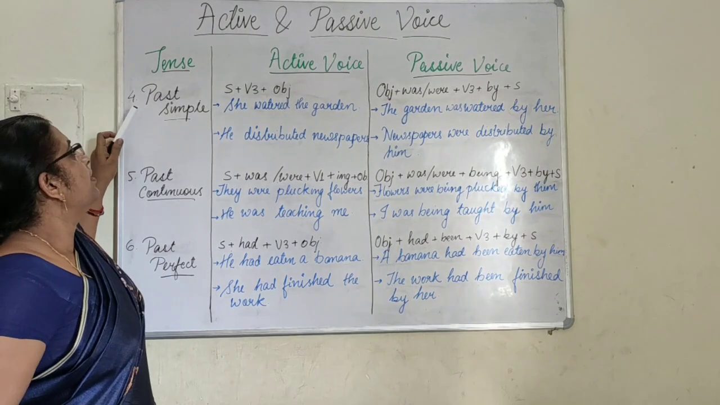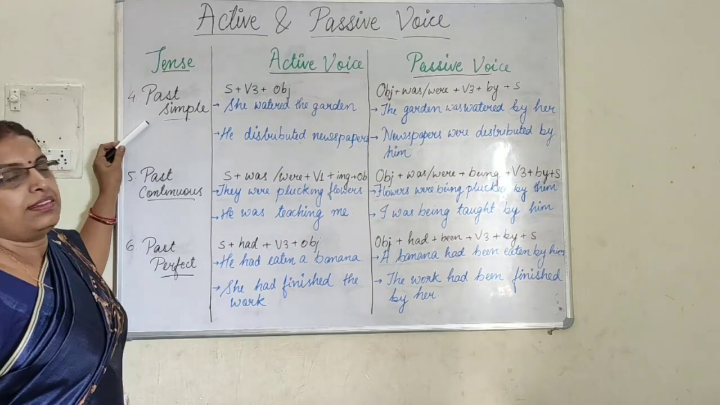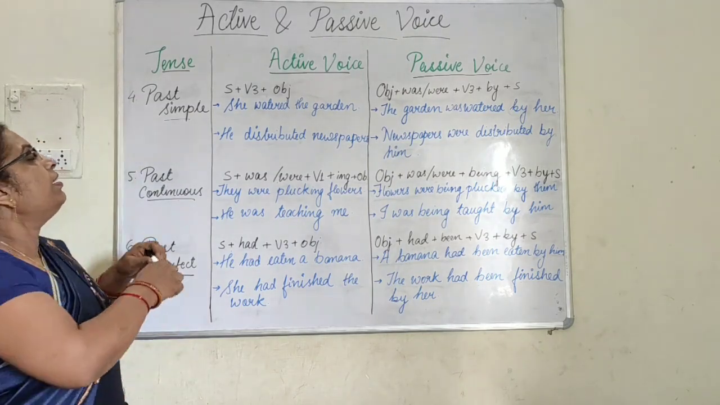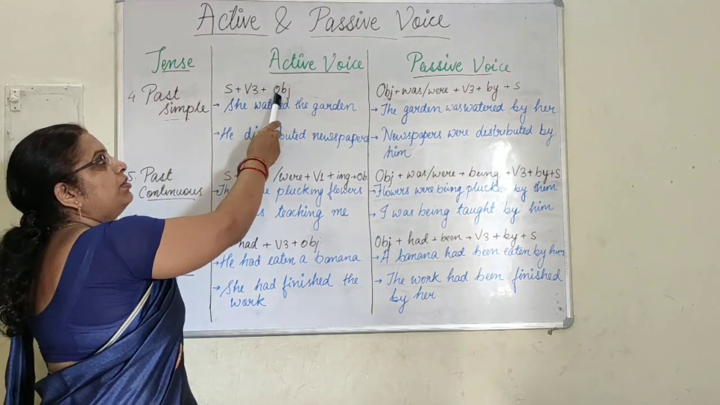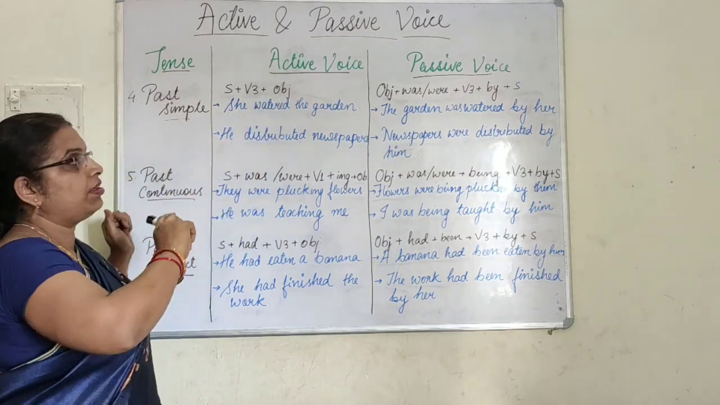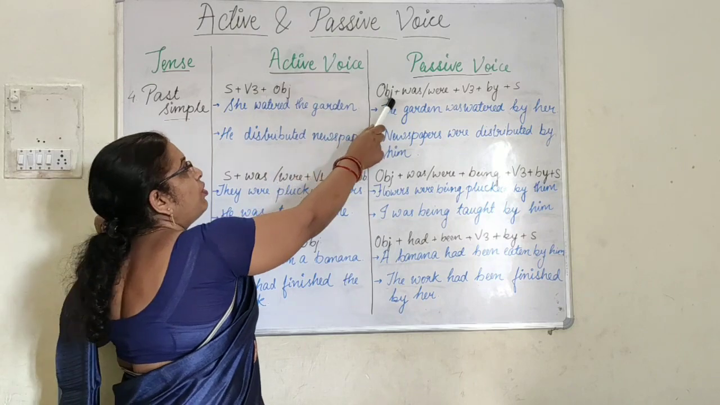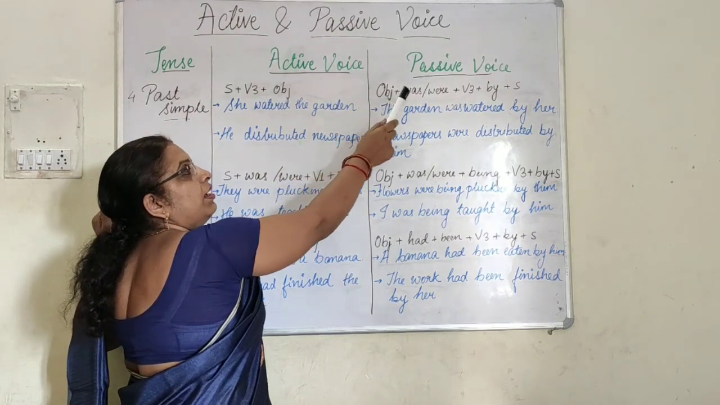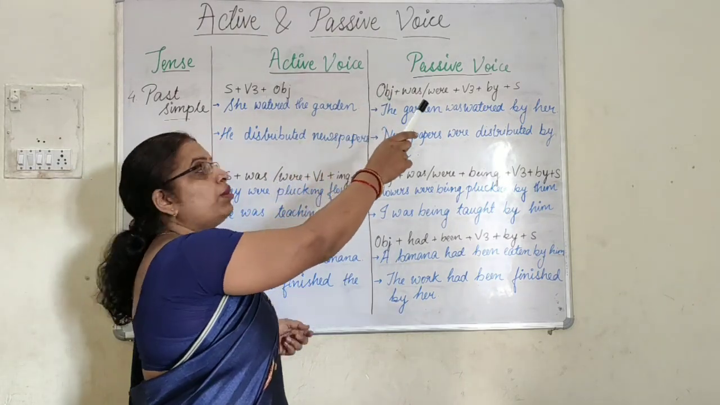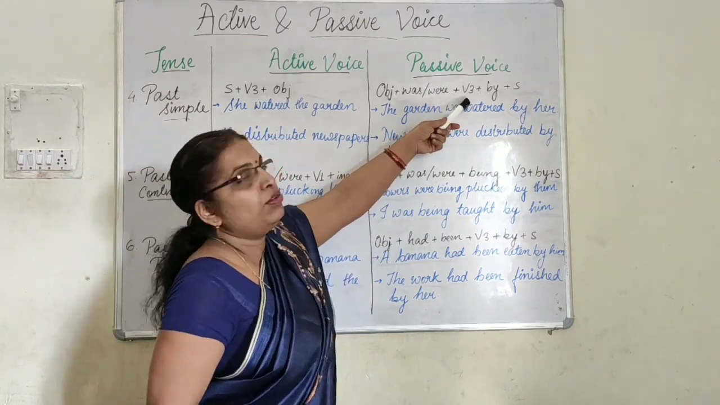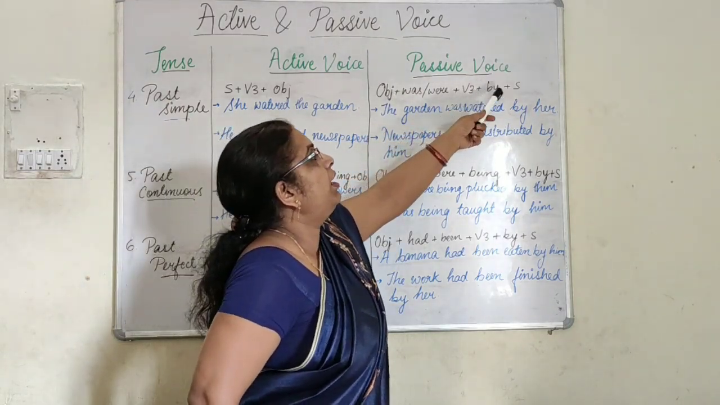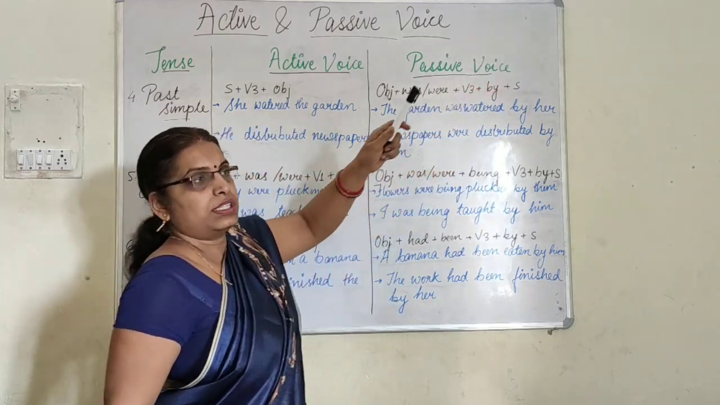Now we will see the past simple tense. See, it is written: subject, verb third form, and the object. This is the active voice. When it changes to passive voice, the object comes in front, and according to the number of the object, was or were is used. V3 is used as the third form, then "by", and then the subject.